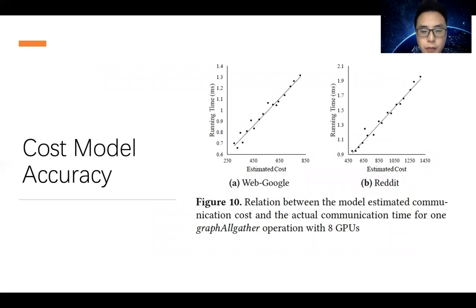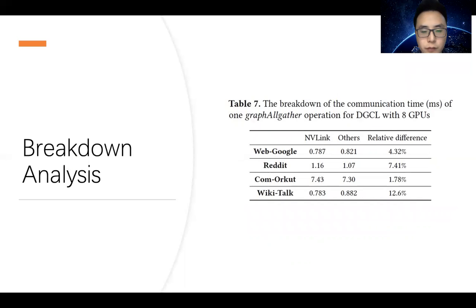We run our planning algorithm on different graph sizes on Reddit and WebGoogle. The graph size is changed by randomly removing some vertices. We report the relation between the cost model and the real communication cost. The results show that the actual communication time has a linear relation with the estimated communication cost. We also give a breakdown of the communication time that DGCL spends on different links. The results show that DGCL can effectively balance the communication time spent on different links.